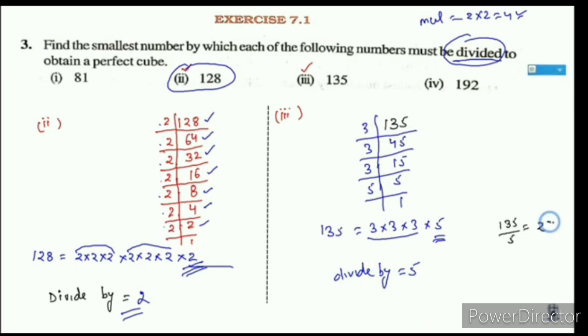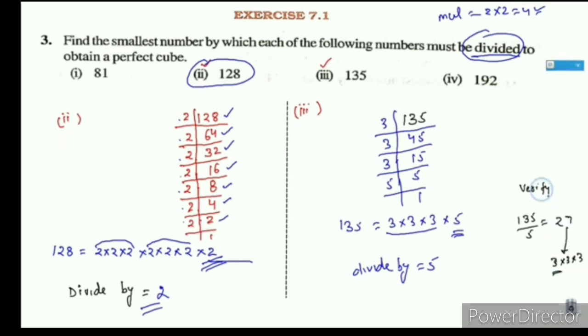Just we'll check once. If you divide 135 by 5, what will you get? 27. 27 is the cube of 3. You will get a perfect cube. Okay, just we are verifying our answer. No need of dividing, just we can verify. These two are homework. The first one and the fourth one are homework.